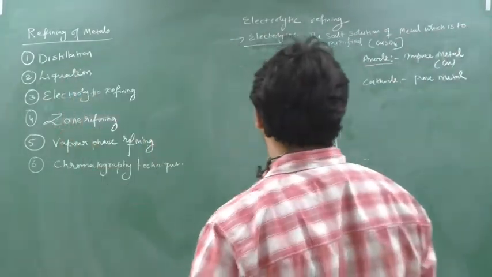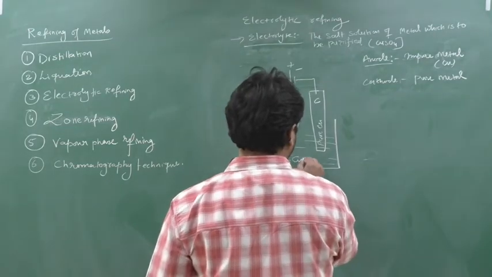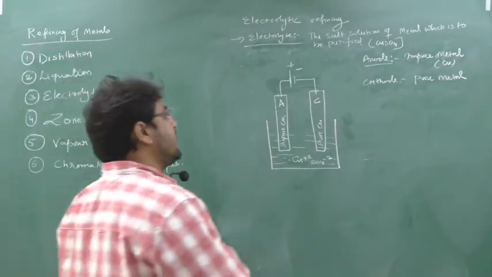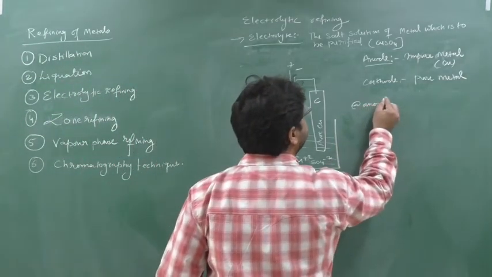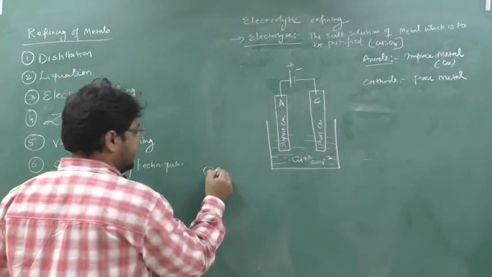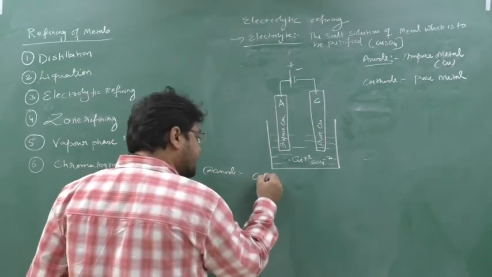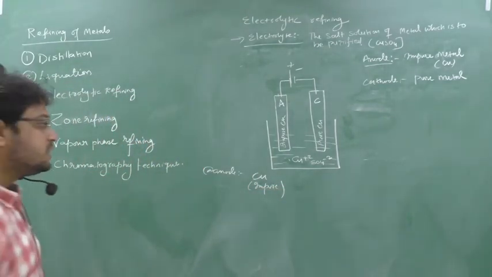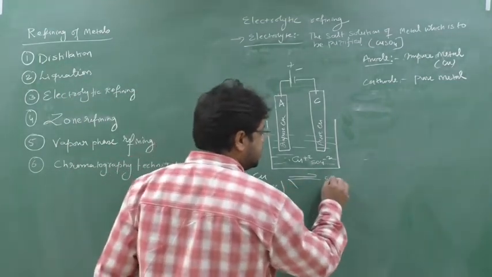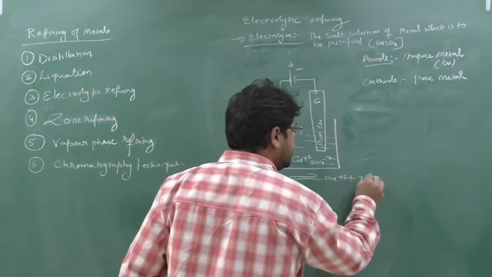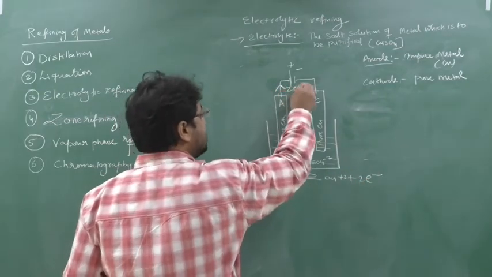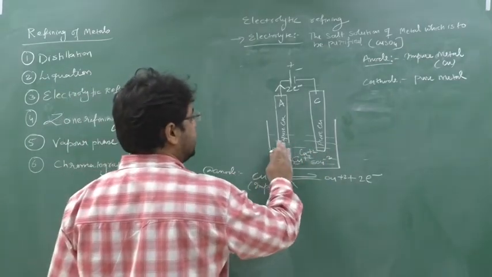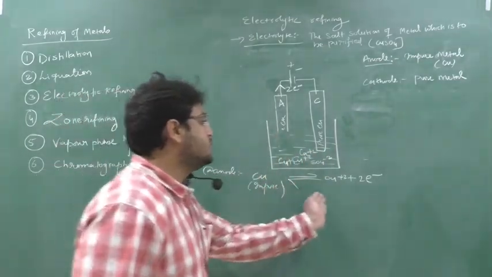Now as I pass the electric current, what will happen? This CuSO4 will split into Cu2+ and SO4 2-. So what will happen at the anode? At the anode I have copper, but impure copper. This copper will start to liberate Cu2+ and 2 electrons. These 2 electrons come here, and Cu2+ goes into the solution. So slowly the anode dissolves completely, because it is slowly forming Cu2+ and electrons.